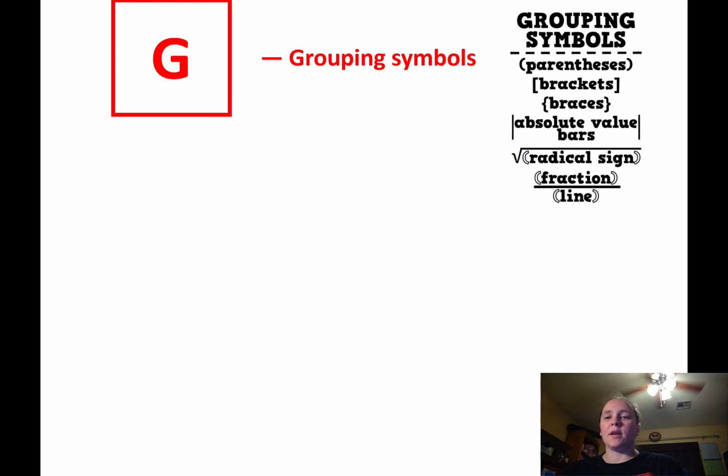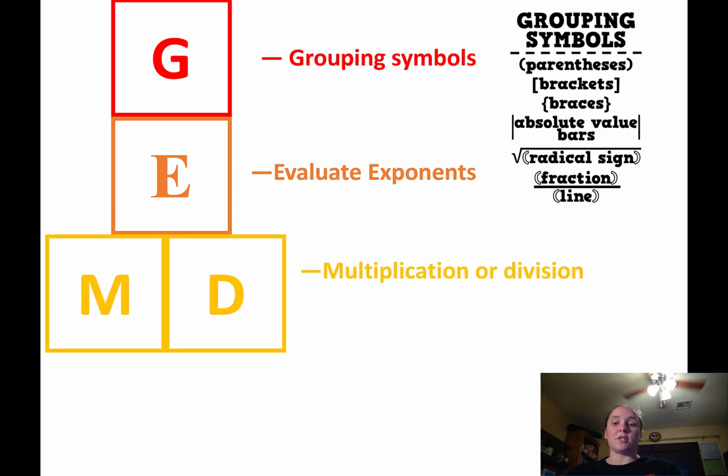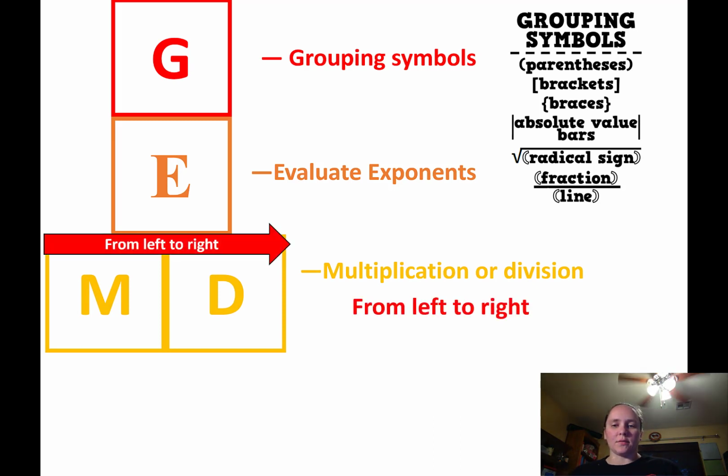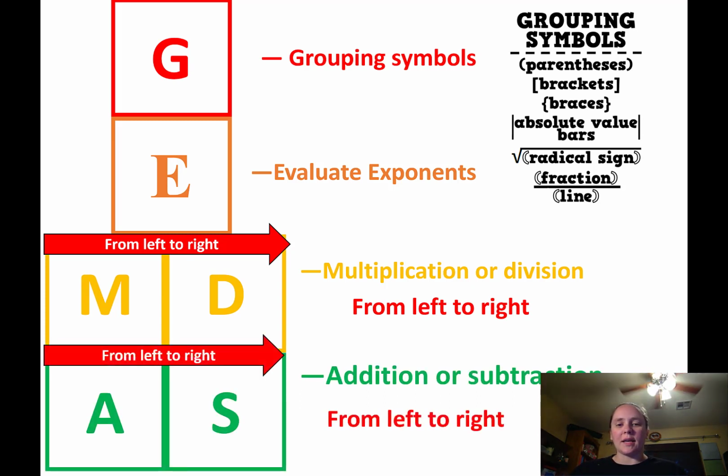Okay, we have grouping symbols. That is the first step in order of operations. Grouping symbols are parentheses, brackets, braces, absolute value bars, radical signs, fraction line. Okay, these are all grouping symbols. Then we've got evaluate your exponents. From there, we do multiplication or division, and this is always from left to right. And finally, we do addition subtraction, and again, left to right.